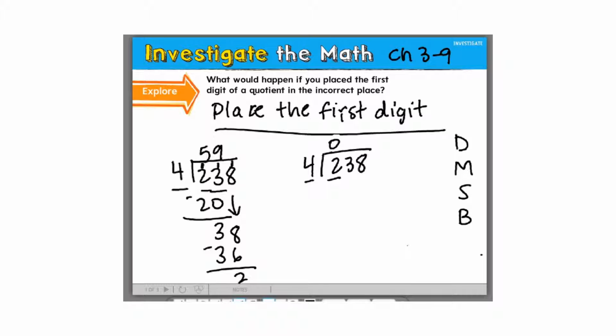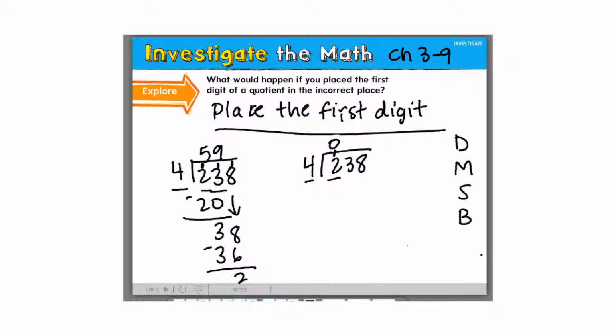The placeholder will not show up in your actual answer. So when you go to choose an answer on your math test, or when you go to type an answer in, I'm not going to write 059 as my answer. I'm just going to write 59. Okay? You don't need to keep the placeholder. It's just there to hold the place. So that 0 is right above the 2.